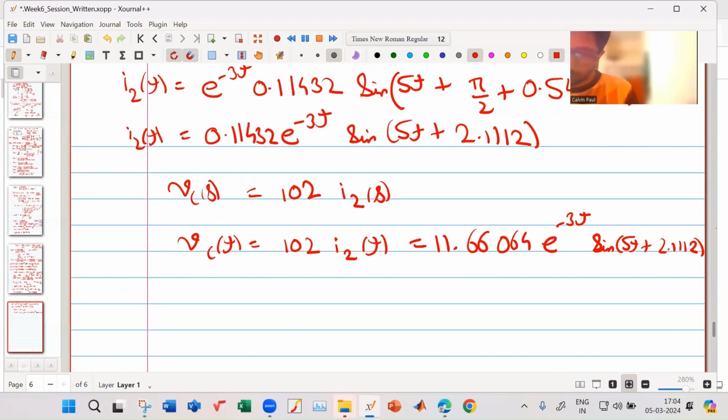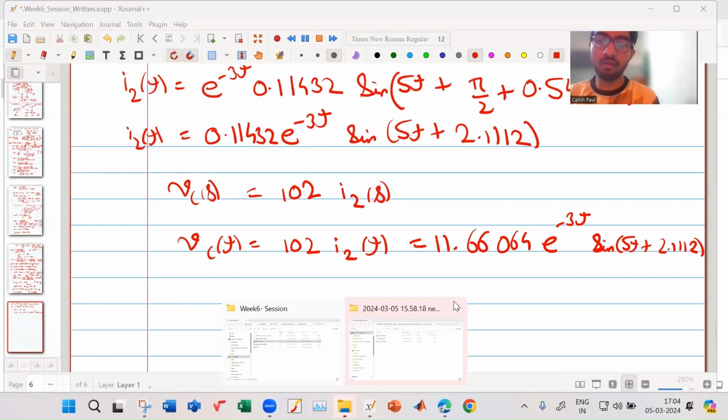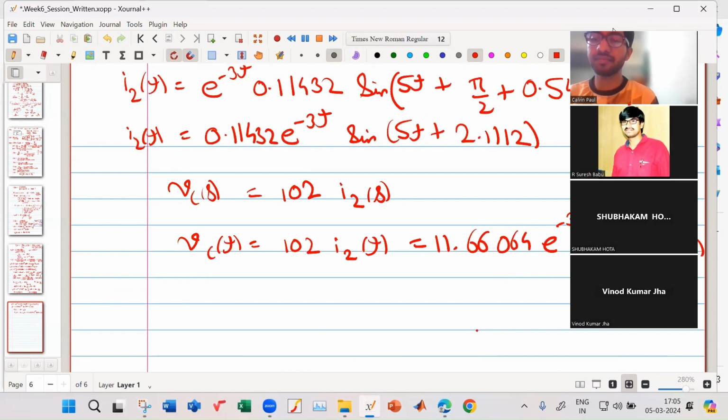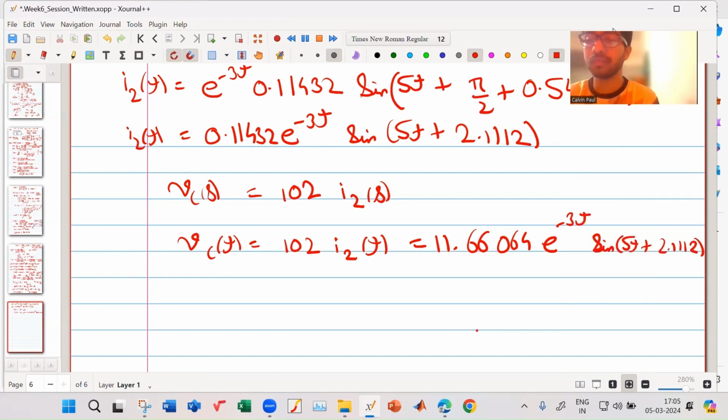Or are there still queries in this? Vinod Kumar, Shubhakam Hota, Suresh Babu. Kindly make it interactive so that I will know how much you guys are understanding, where you are placed. Clear, sir. Okay. So now I'll proceed to the next sum.